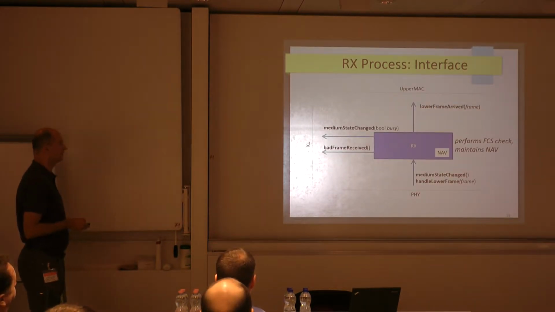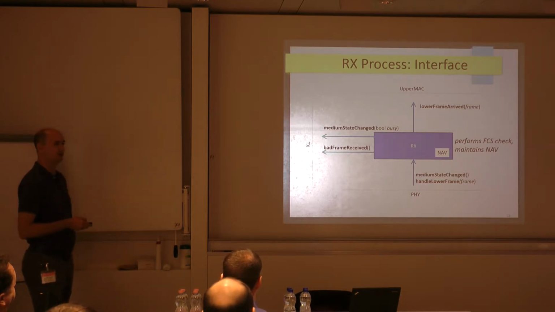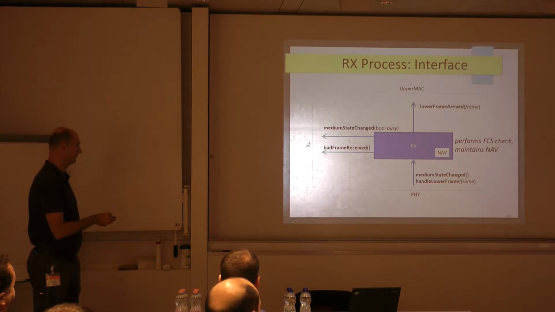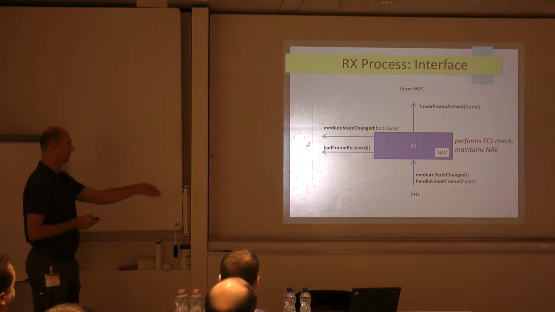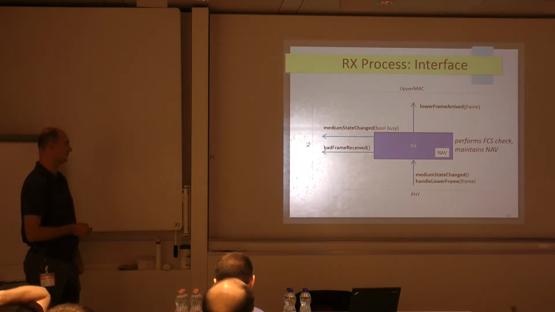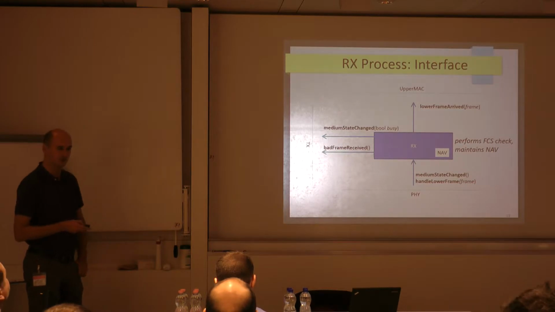Okay, the reception process is very simple. It just checks the frame checksum and maintains the network allocation vector, which is basically the time until which the sender has reserved the channel. And it sends up the frames that were received and notifies the transmission processes about what happens.